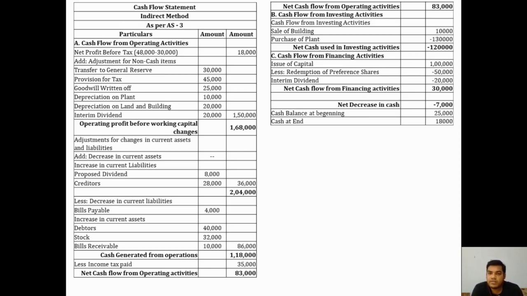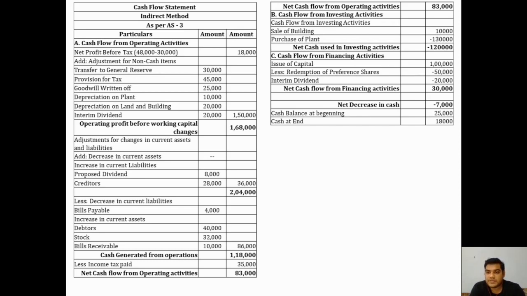So here we have three answers in front of us: net cash flow from operating activities 83,000, net cash used in investing activities negative 1,20,000, net cash flow from financing activities 30,000. Now we have to add up these three values, A plus B plus C, that is 83,000 plus minus 1,20,000 plus 30,000. If we add all these three, we receive a negative value, that is minus 7,000. This minus 7,000 is called net decrease in cash. So this is the answer for this cash flow statement: net decrease in cash is 7,000.